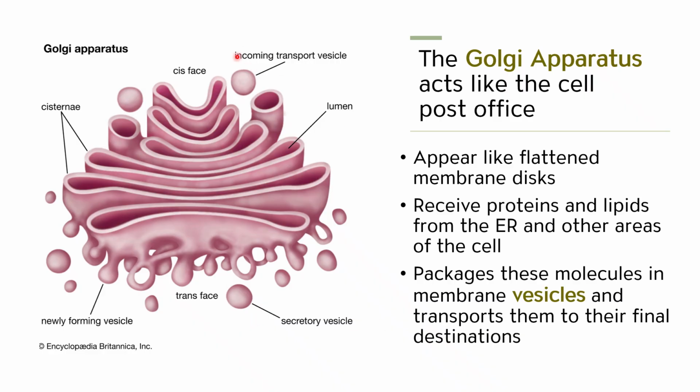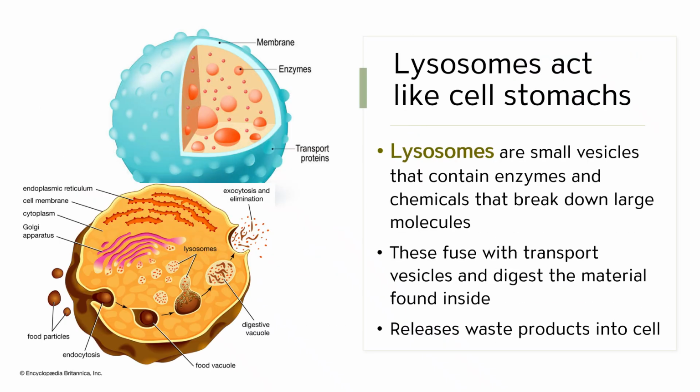So these little packages are called vesicles. They're basically just tiny little membrane bubbles, and they hold whatever protein or lipid or carbohydrate needs to be modified before it can be sent out of the cell. So they come in, they're modified by the post office, the Golgi, then they get packaged, and usually these vesicles will have special markers on them that will direct the cell where to take them, either to the membrane, to other organelles, to the exterior of the cell. It just depends. So there's a special type of vesicle called the lysosome, and this is basically the stomach of the cell.